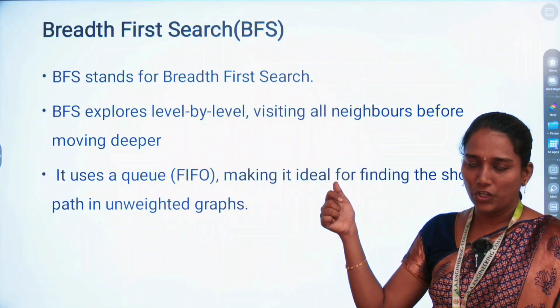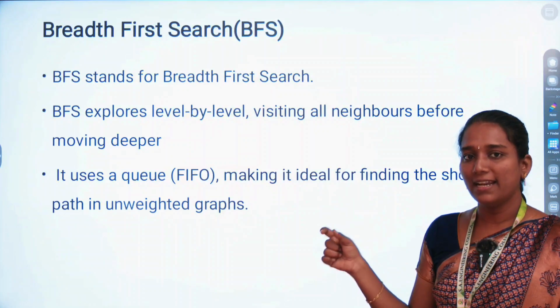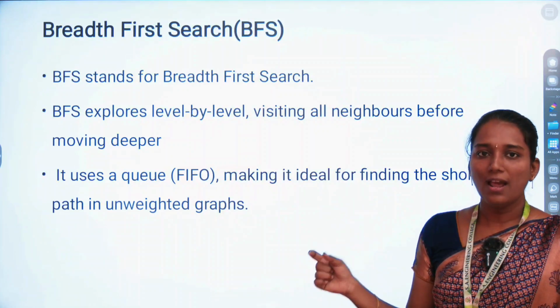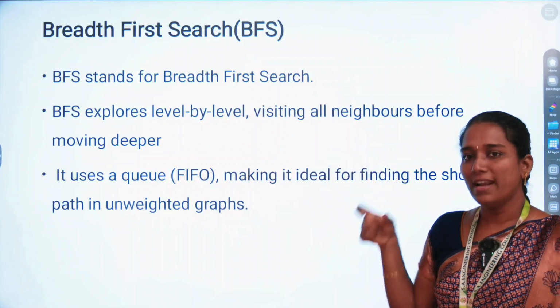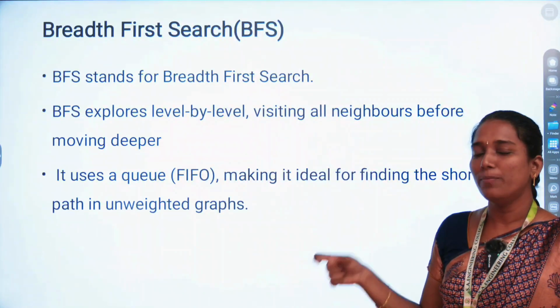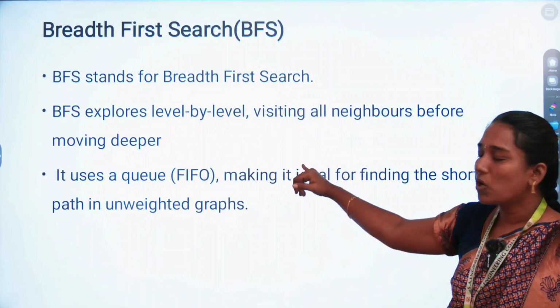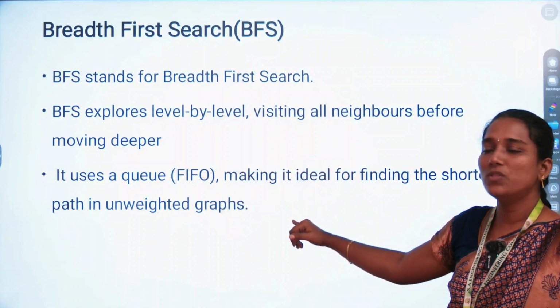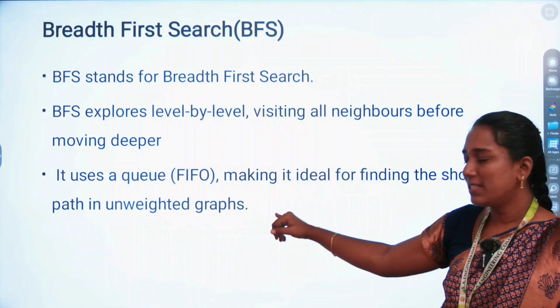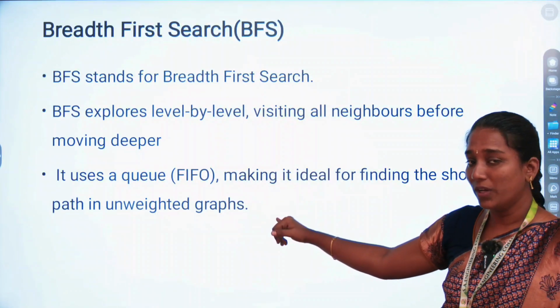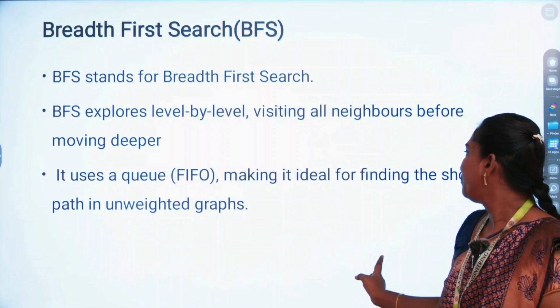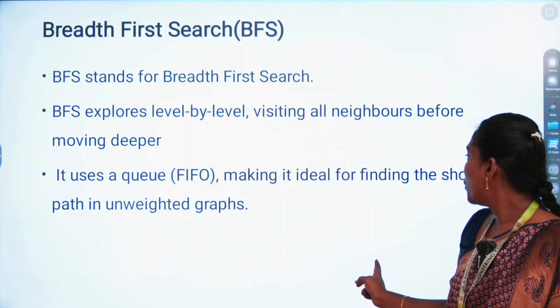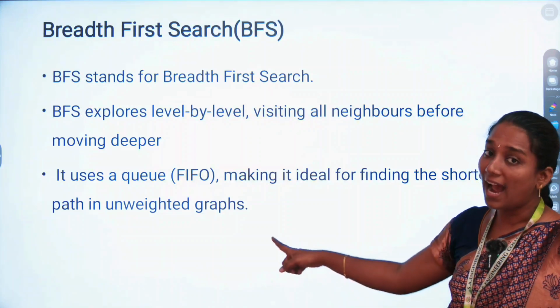First level will be level 0, that is the source node, and the next level will be level 1, and then the second level will be level 2. So level 0, level 1, level 2, it explores the nodes level by level. That is called BFS, and here we use the concept called queue. Queue is nothing but first in first out. That is, here enqueue and dequeue process takes place. It is used to find the shortest path in an unweighted graph.